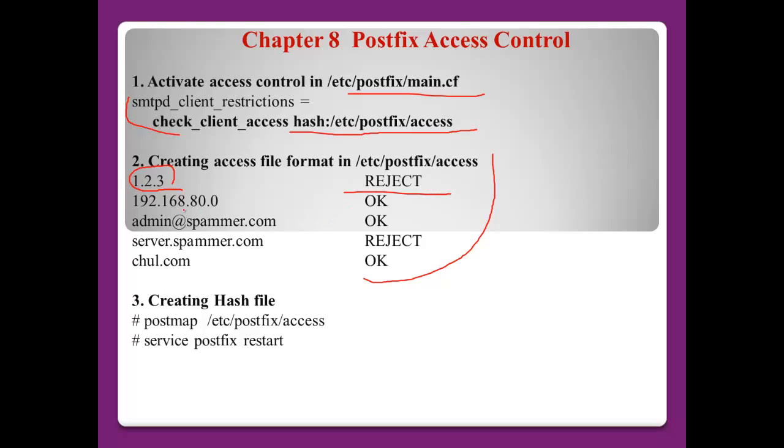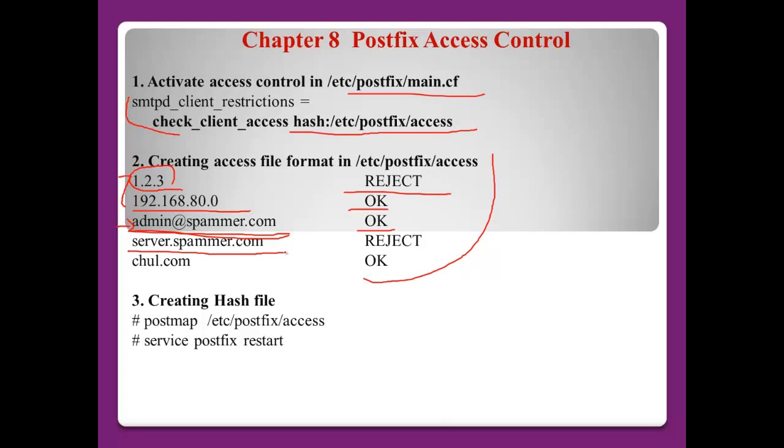it will be rejected. And in my case, I'm using 192.168.8.0. So this kind of network address will be okay. So in this case, I'm using the network address. And also admin@spammer.com, this one, okay. Even in this case, the access file can support the mail user account.